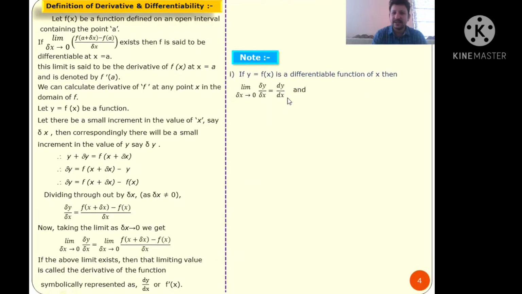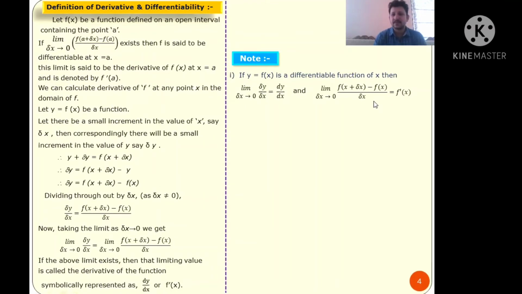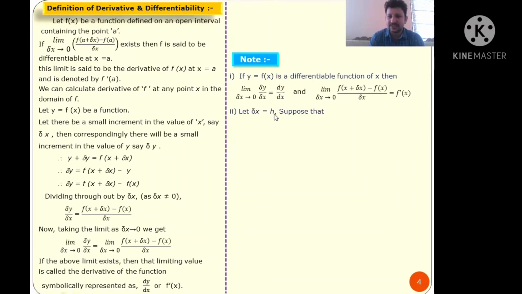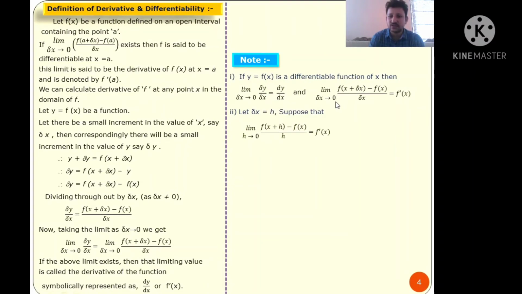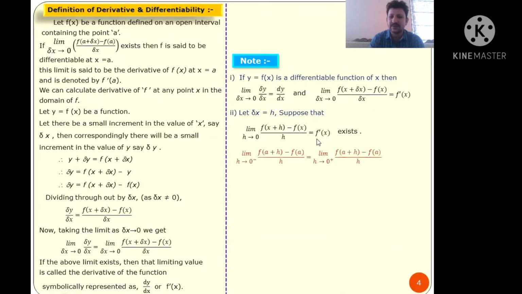And second, f dash of x is the limit as delta x tends to 0 of [f(x plus delta x) minus f(x)] divided by delta x. This is also known as the first principle of derivative. Considering the small value delta x as h in this limiting function, we can express it as the limit as h tends to 0 of [f(x plus h) minus f(x)] divided by h, as f dash of x. If it exists, that is, the derivative exists.